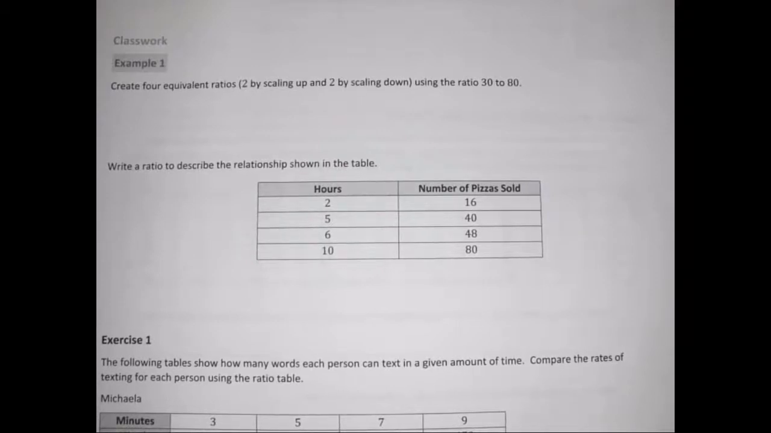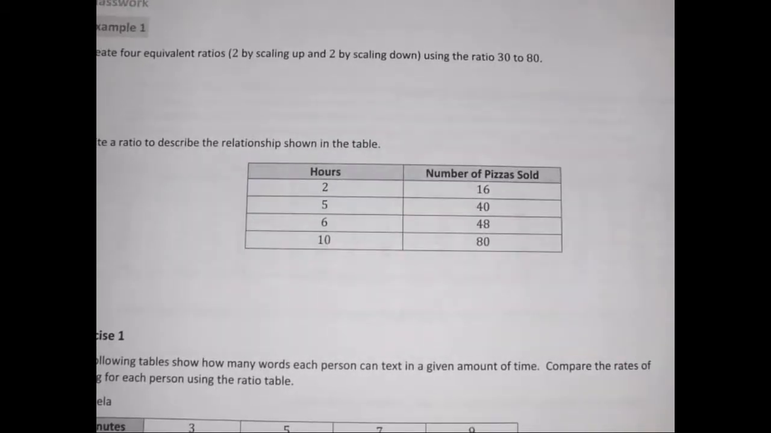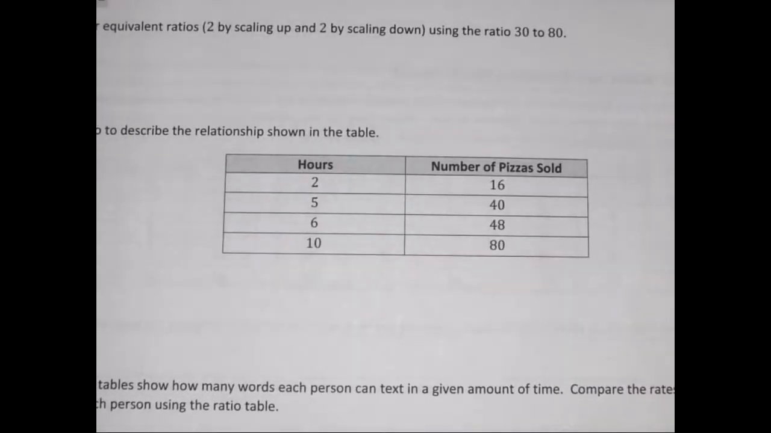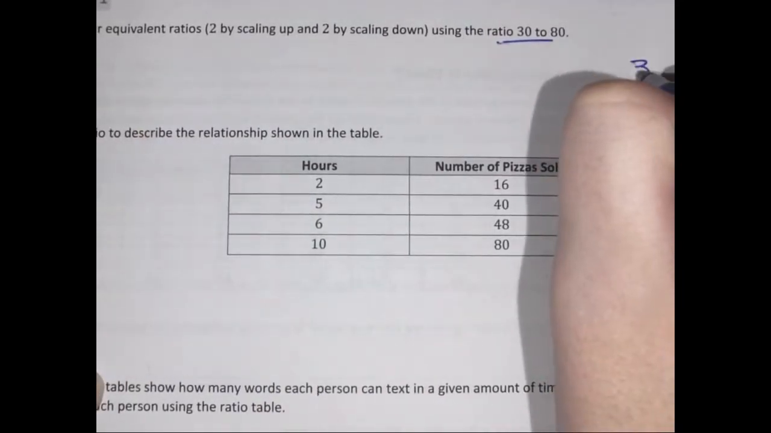Your do now says create 4 equivalent ratios, 2 by scaling up and 2 by scaling down, using the ratio 30 to 80. Okay, so our ratio is what, Davian? What's our ratio? 30 to 80. Yeah, 30. I'm going to write it over here so I have room.